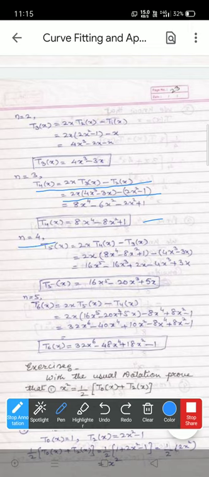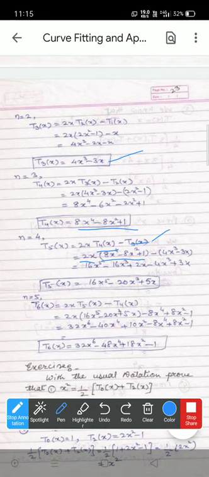If n is equal to 4, then the recurrence relation is in the form of T5(x) is equal to 2x T4(x) minus T3(x). 2x as it is, the value of T4(x) is 8x raised to the power 4 minus 8x square plus 1, minus T3(x), which is 4x cube minus 3x. And solving this, we get 16x raised to the power 5 minus 16x cube plus 2x minus 4x cube plus 3x. That is 16x raised to the power 5 minus 20x raised to the power 3 plus 5x.